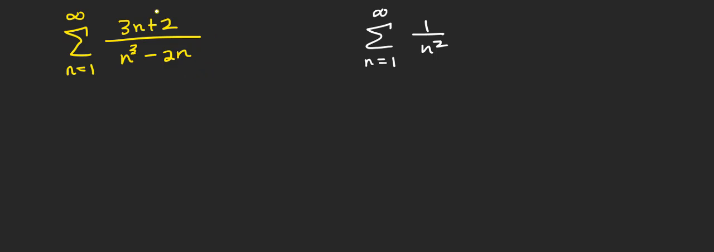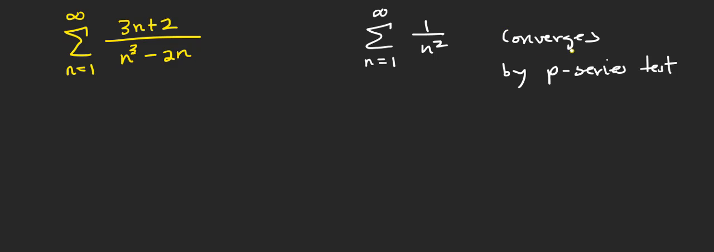What would you compare this series with? Well, you got 3n on top, you got n cubed. So just ignore the 3 for a second. This is like n over n cubed, which is like 1 over n squared. So you want to compare with this p-series, where we know that this series converges by the p-series test, because p is 2. So let's do the limit comparison test.